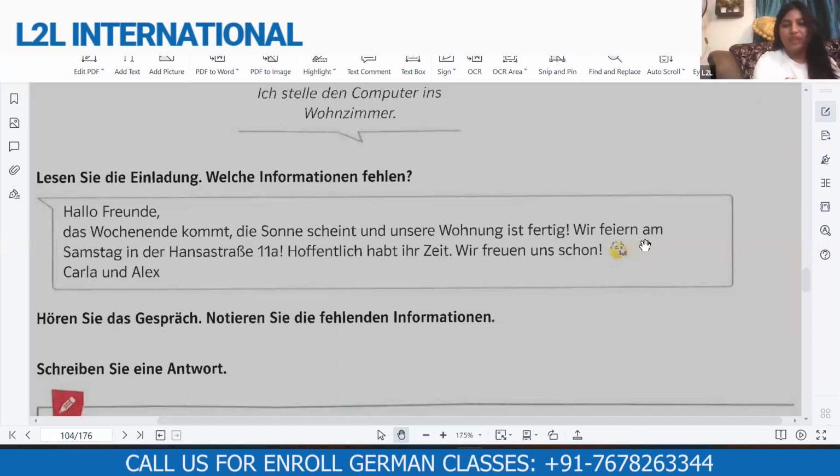But it's written there. Wir feiern am Samstag in der Hahnerstraße 11a. So the room number is given. The apartment number is given. So there is no problem with the location. One is time. The other thing?